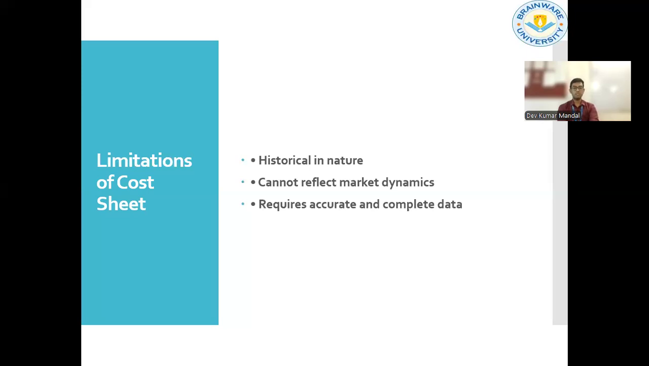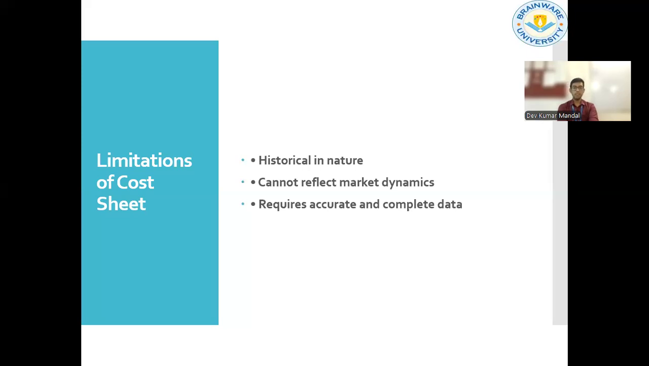Okay. Moving towards the next slide, what are the limitations of cost sheet? The first limitation is historical in nature. Historical means it is not up to date cost. The cost is calculated at the historical price. Historical price means the price which we have paid at the time of purchase, not the present price.